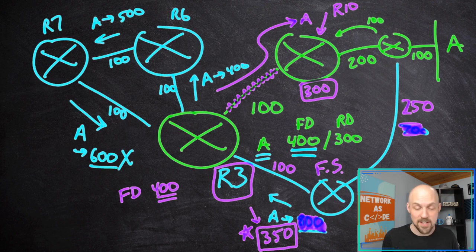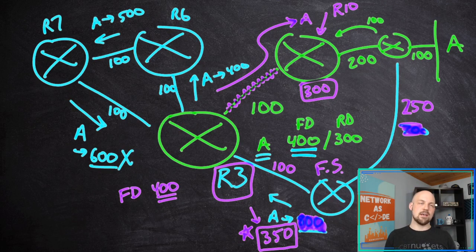I mean, that's effectively what we're doing here. So this link goes down, you go to your backup, you go to your topology table, and say, oh, I have a feasible successor. And instantly I swing over to my feasible successor, okay?